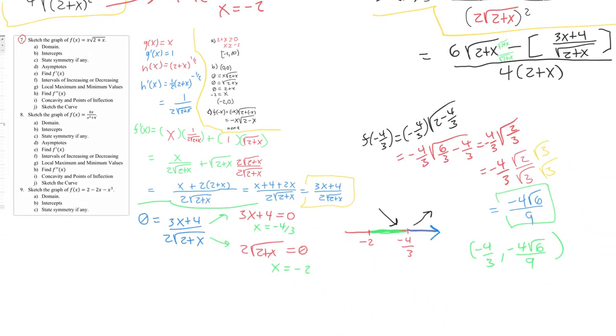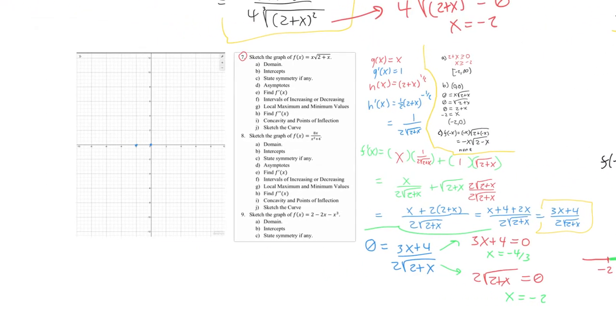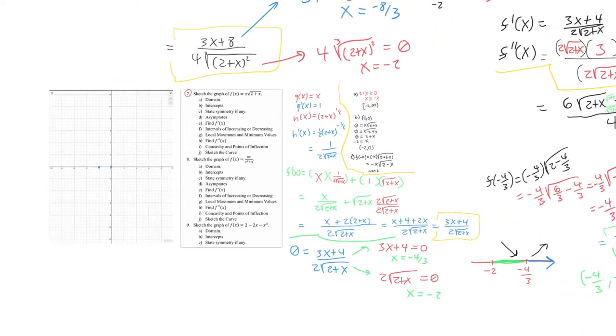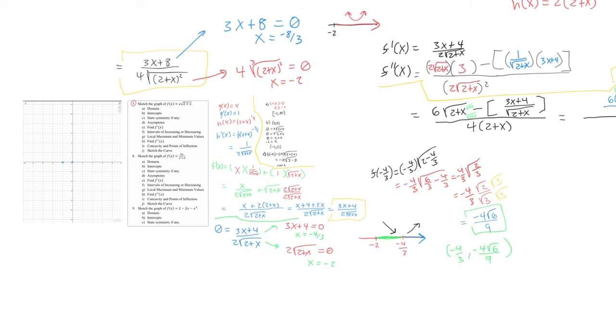It looks like it's decreasing between -2 and -1 1/3, and then it increases after that. So in my view, that's a lot of good information. We also know the minimum. So this point is on the graph as well, (-4/3, -4√6/9).